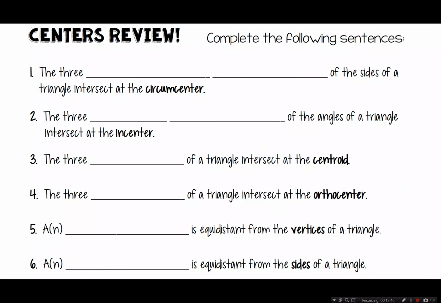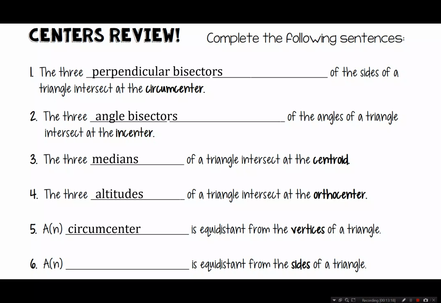Now, to review these four centers of triangles that we've talked about: the three perpendicular bisectors of the sides of a triangle intersect at the circumcenter. The three angle bisectors of a triangle intersect at the incenter. The three medians of a triangle intersect at the centroid, and the three altitudes of a triangle intersect at the orthocenter. A circumcenter is equidistant to the vertices of a triangle, and an incenter is equidistant to the sides of the triangle.